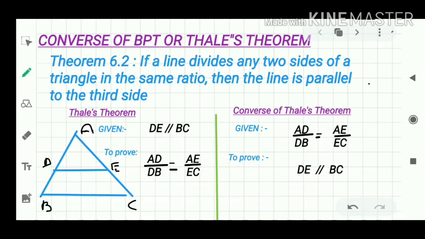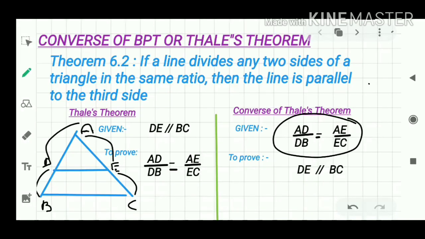So have a look. In Thales theorem, in triangle ABC, if DE is parallel to BC, then we have to prove that AD by DB equal to AE by EC. But in converse of Thales theorem, when DE divides AB and AC such that AD by DB equal to AE by EC, then we have to prove that DE is parallel to BC.